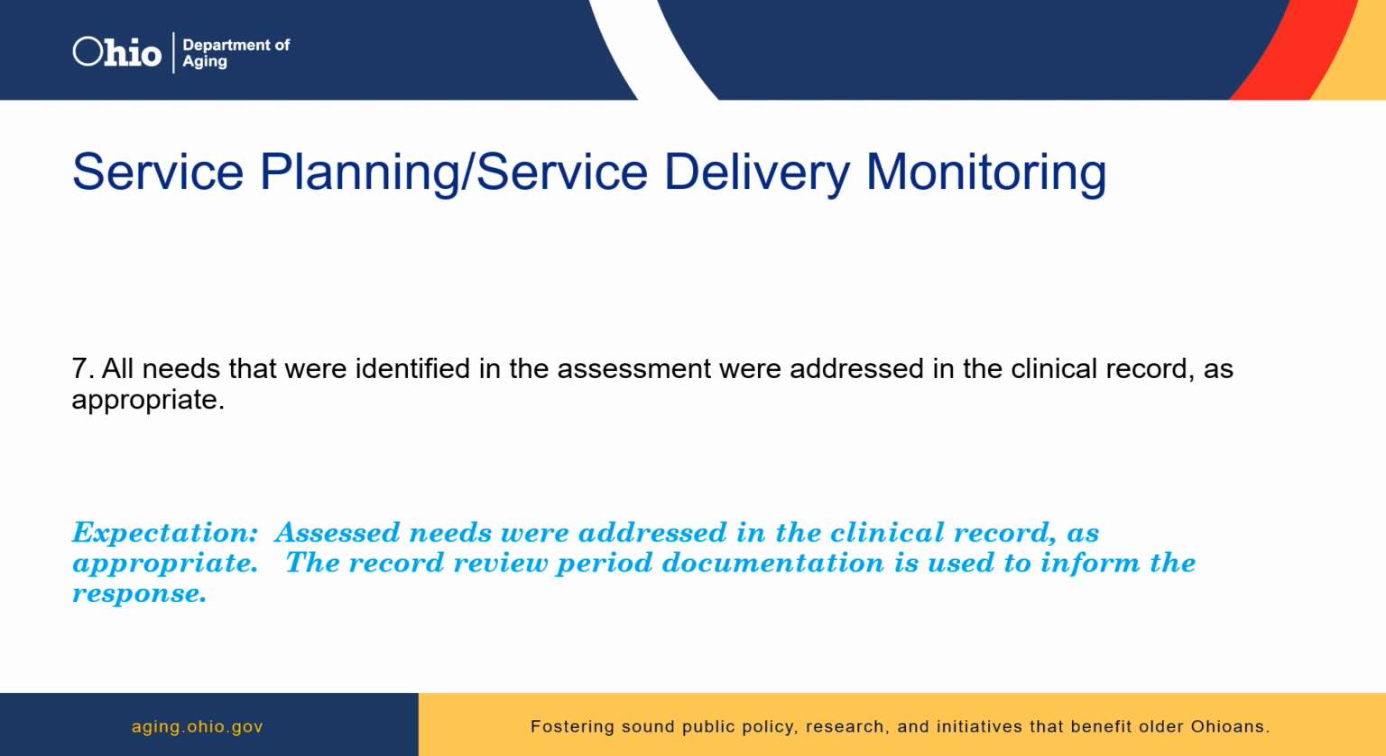This review element focuses on the documentation that all needs identified in the initial and/or ongoing assessments are addressed in the clinical record. They may be funded through the waiver, or they may be supported by additional community resources. The expectation is that all needs identified during the assessment are identified on the care plan and have a corresponding service on the service plan. Services may be waiver services or community resources. Information may not be included in the care plan or the service plan, but it may be documented in the case notes.